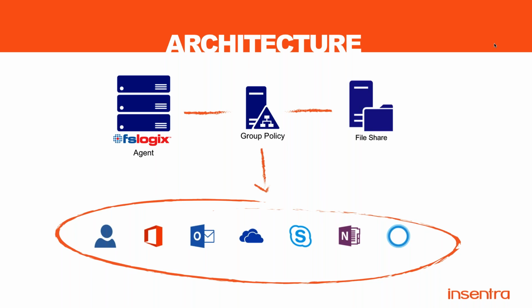Configuration is done through group policy. So for profile container and Office 365 container, I'll create a group policy object and apply that to my computer OU, and that configuration will then apply to any machine that I'm pushing that agent out towards. And for containers, I'm then going to point my containers at a file share somewhere.